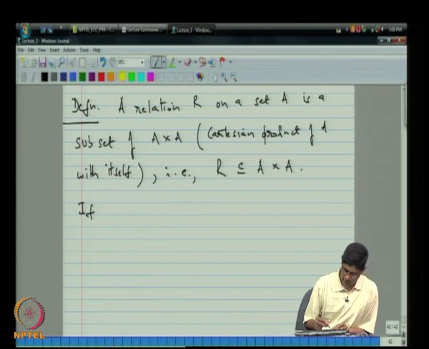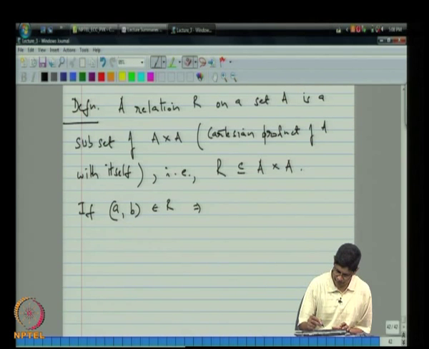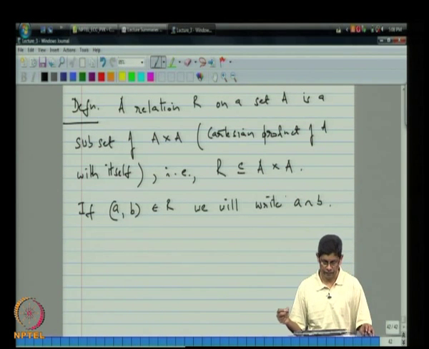If A, B is in R, which means that A and B are related by relation R, we will write A equivalent to B.